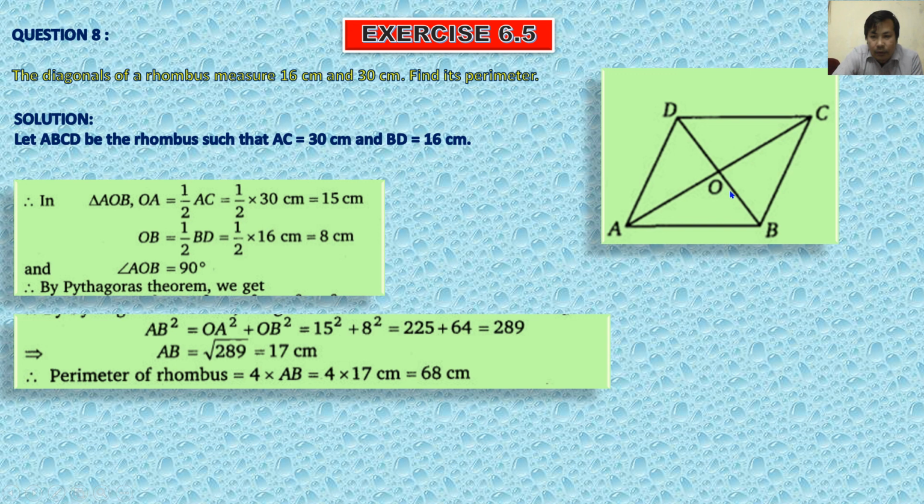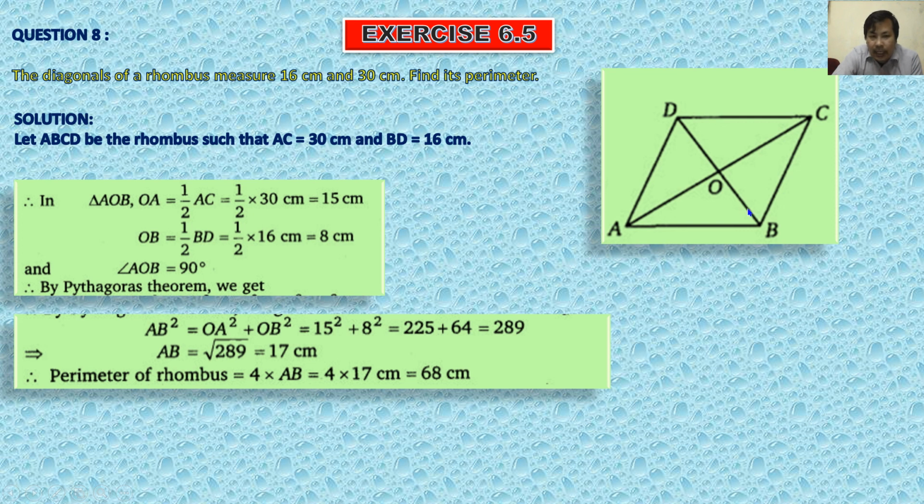OB will be half of BD. You can see one triangle here, triangle AOB. So this AO is half of AC, that is 15 centimeter, and the OB is half of BD, which is half of 16 centimeter, that is 8 centimeter. Now AO is 15 centimeter, and OB is 8 centimeter.